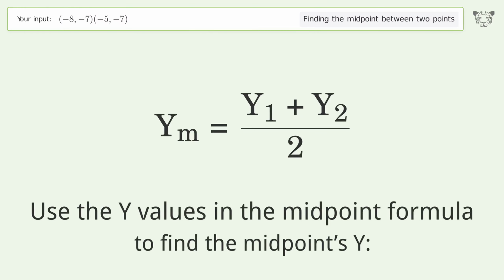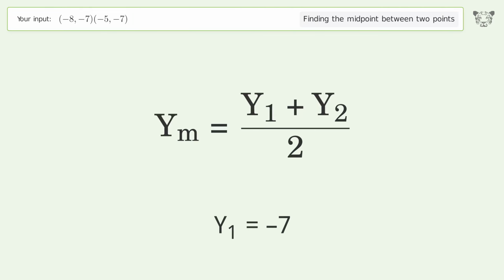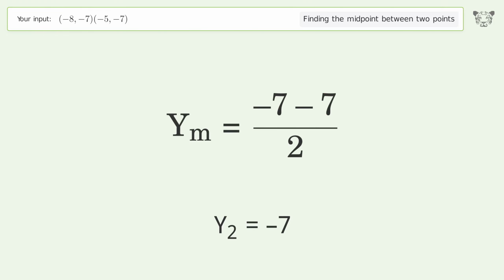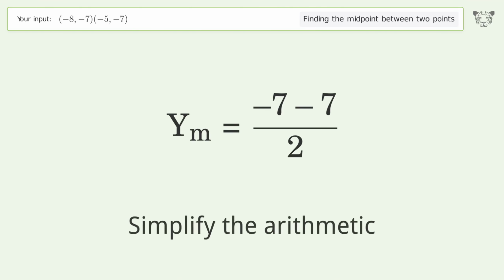Use the y values in the midpoint formula to find the midpoint's y. y1 equals -7. y2 equals -7. Simplify the arithmetic.